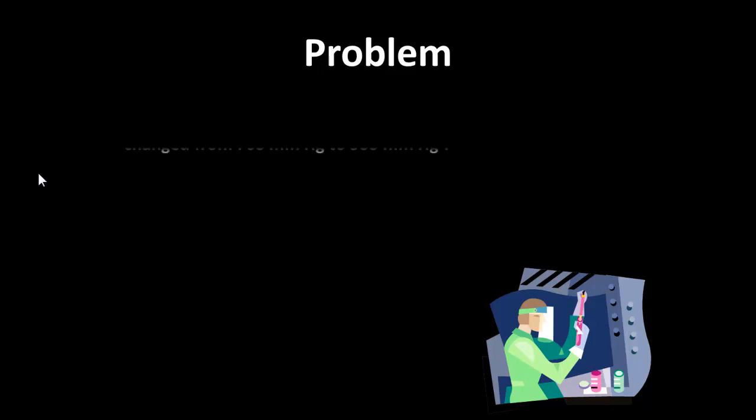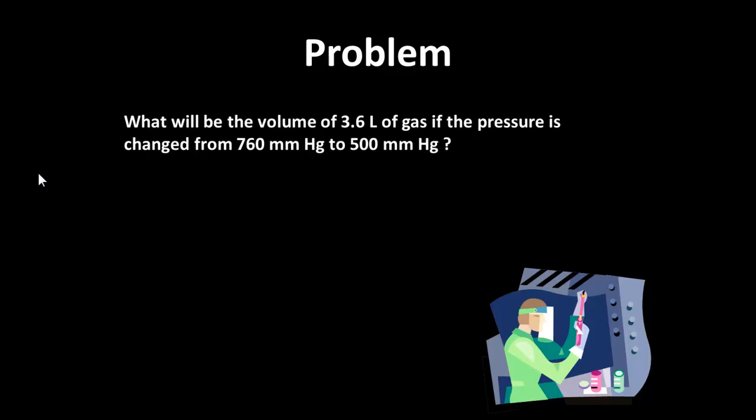Okay, let's look at some problems with this. What will the volume of 3.6 litres of a gas be if the pressure is changed from 760 millimeters of mercury to 500 millimeters of mercury? We know that P1 V1 is equal to P2 V2, and we are looking for V2, so we need to express V2, and V2 will be equal to P1 multiplied by V1 divided by P2.